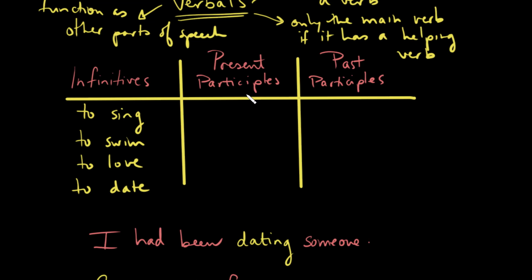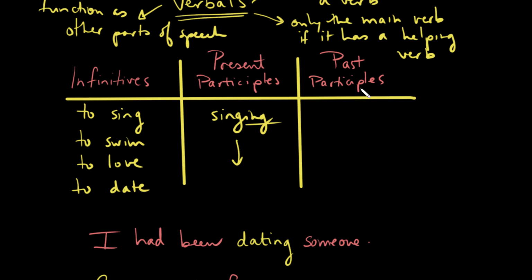The present participle is also fairly easy. We just add ing to the verb. So we can say singing, swimming, loving, dating, and so on. I think you can see the pattern here. All you do is just add ing. The past participle is a little trickier.